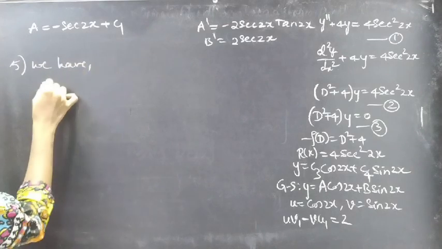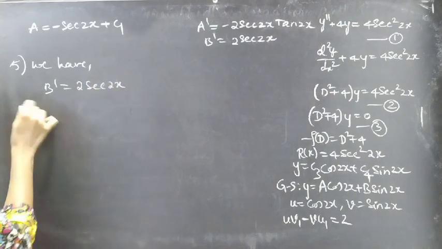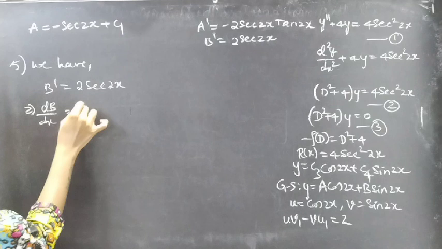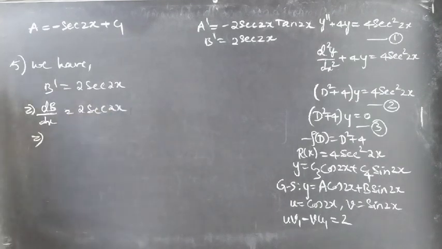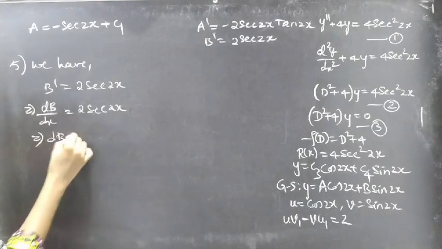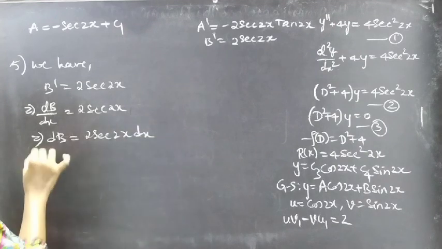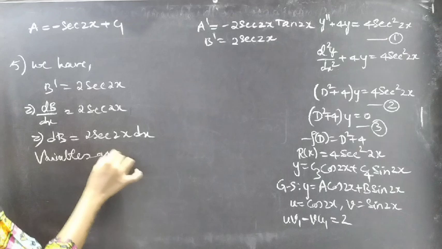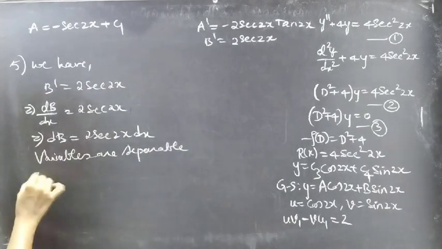We have B dash equals 2 secant 2x, right? B dash is nothing but the derivative of B with respect to x, equal to 2 secant 2x. Let's now separate the variables by taking the differential dx to the RHS. We'll get dB equal to 2 secant 2x dx, where the variables are separable. We can perform integration now.